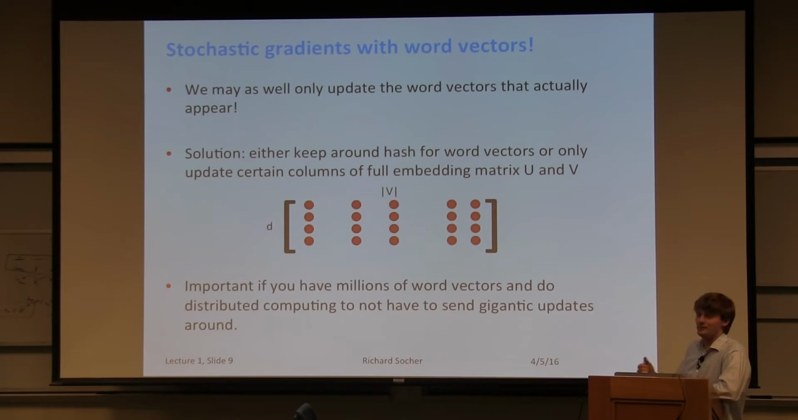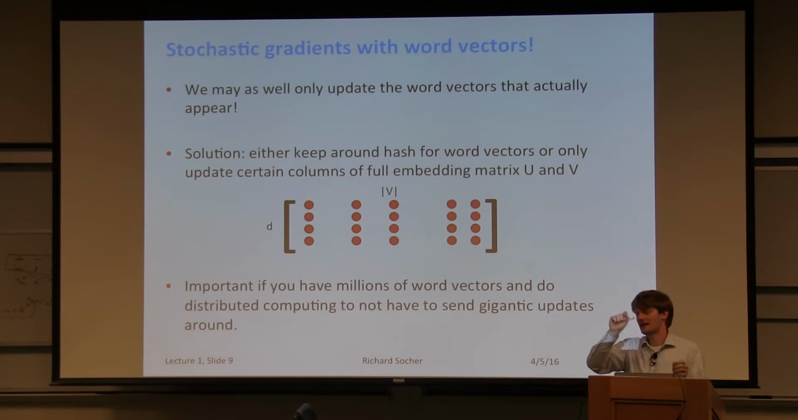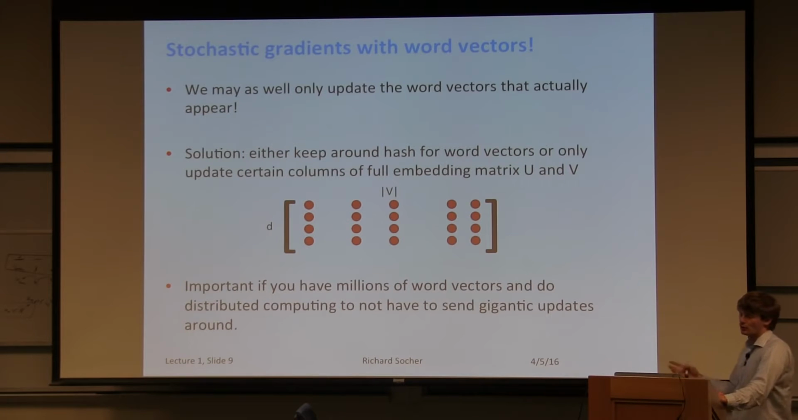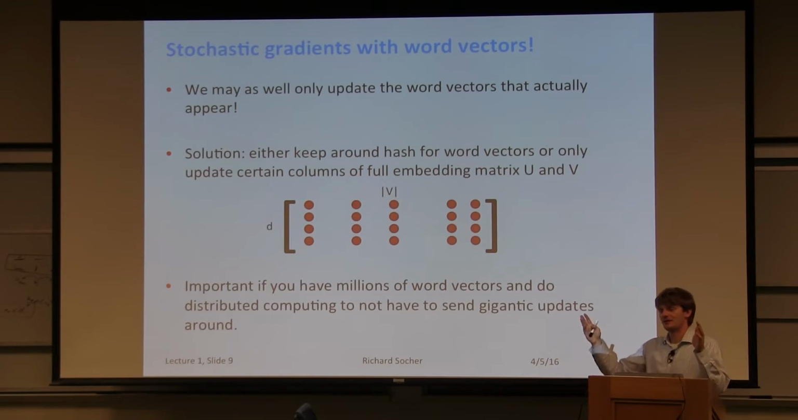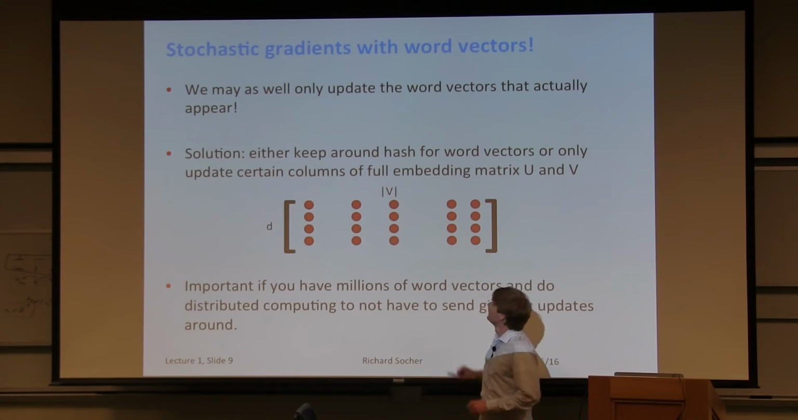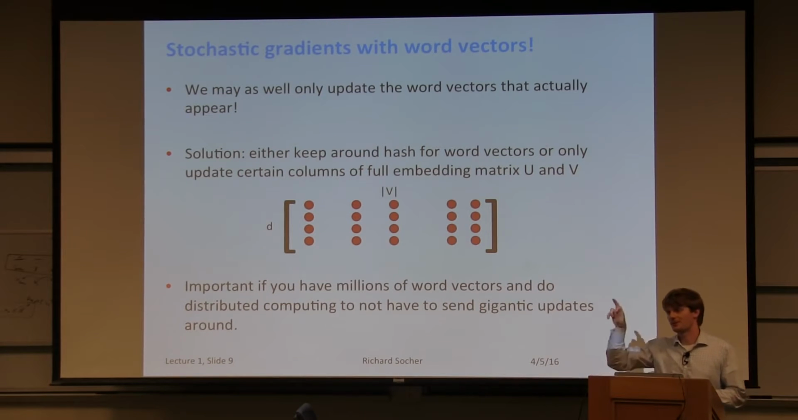Essentially, we're going to want to only update the word vectors that we actually see at each window and not keep around all the zeros for all the word vectors. And so we can keep around basically a hash, a mapping for all the word vectors, and only update certain columns of this full embedding. So one is either you have a large hash that has, for each ID, the word vector, or you have one very large matrix that you can efficiently index, and then you just basically take out specific columns of that matrix, and you update only those columns.